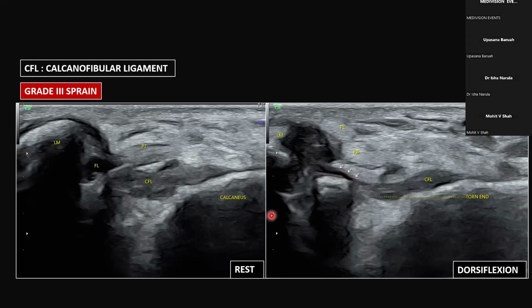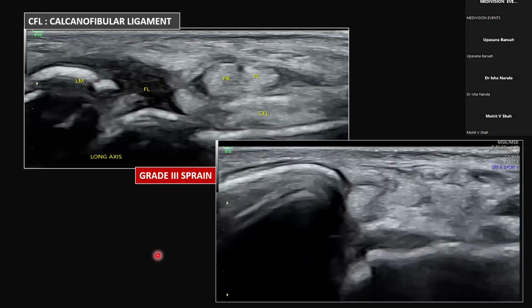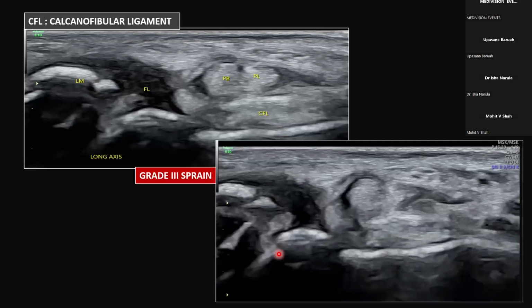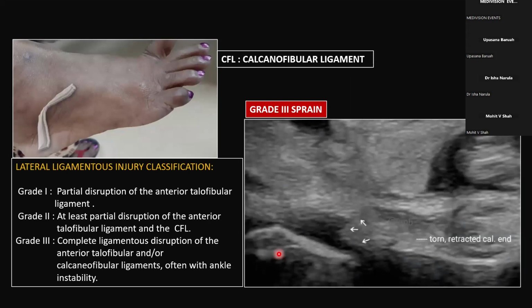And we did the dynamic study. We can see there is a hematoma there, and there is a separation of the joint space. So this is really said to be in continuity, combining these two and finding both of them together.